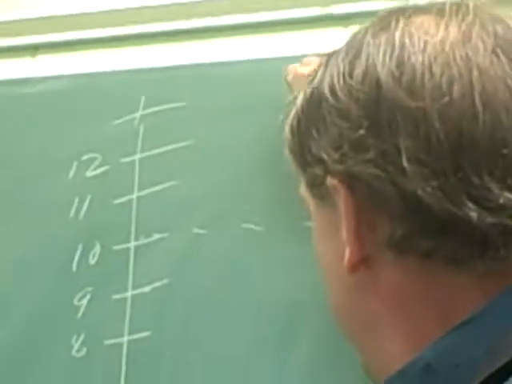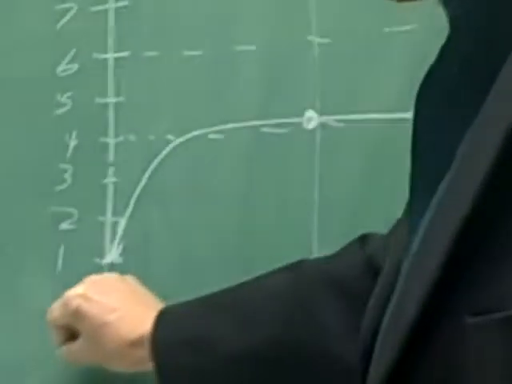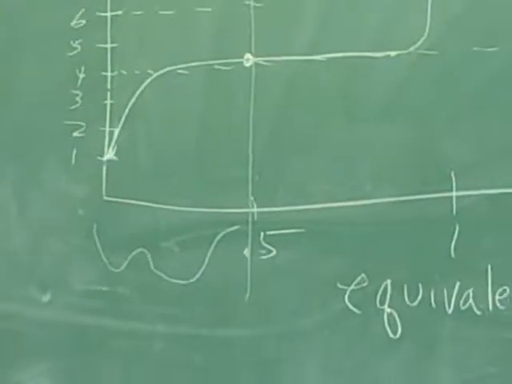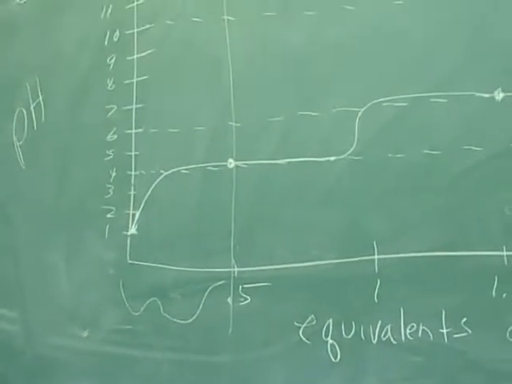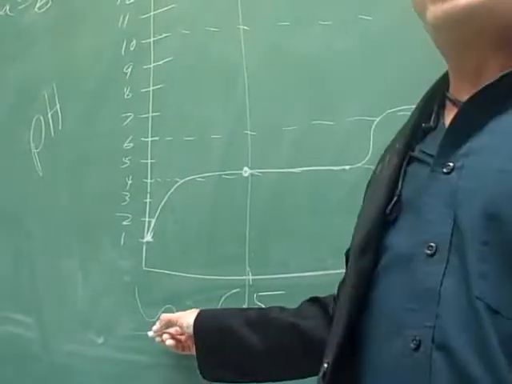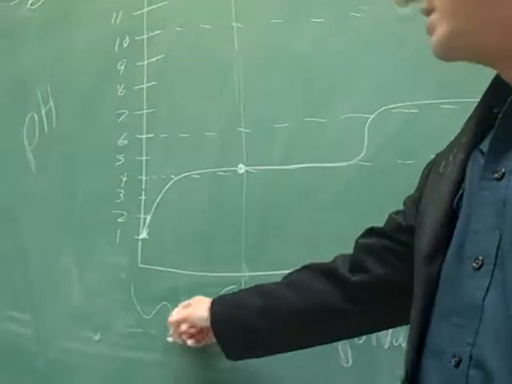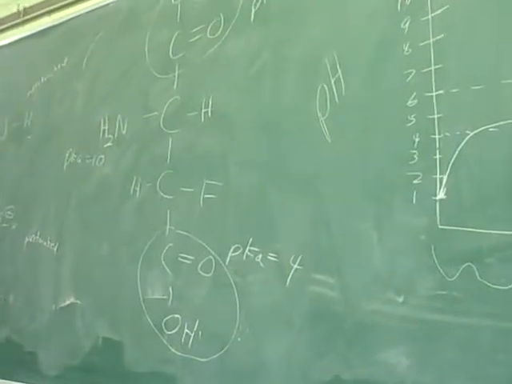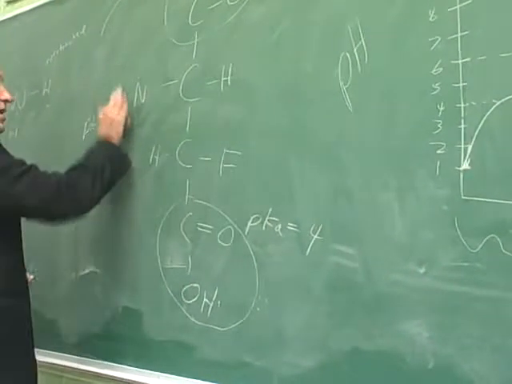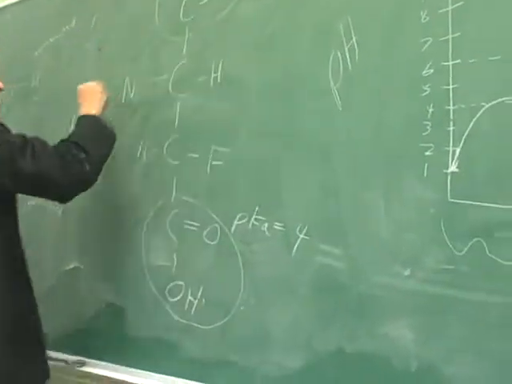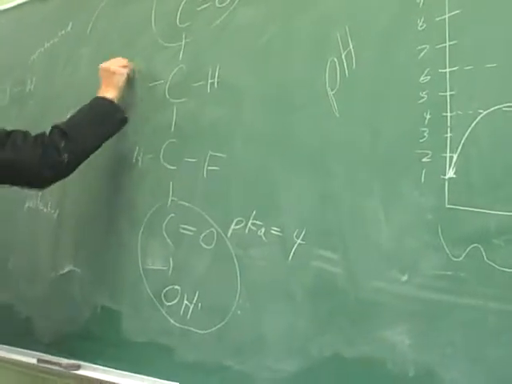So the first region is between here and here. We already know this though. This isn't that tough. What does the compound look like at pH 1? All the things are protonated, right? Because if the pH is below the pKa, all of them are protonated. So this is an OH, this is an OH, and this is an NH3+, right?